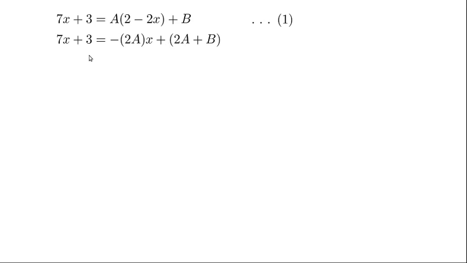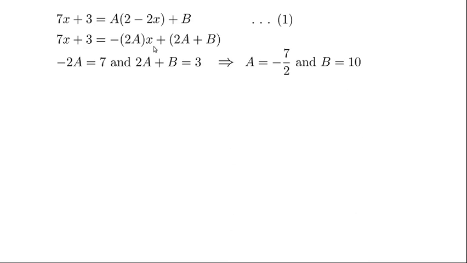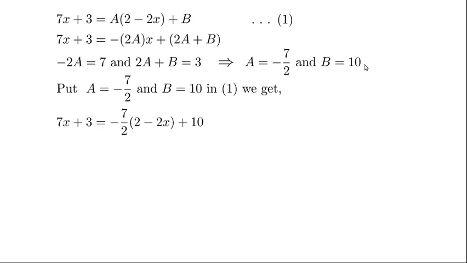Now compare the coefficients of like terms. So minus 2a equals 7 and 2a plus b equals 3. That gives you the value of a as minus 7 by 2. When you substitute minus 7 by 2 here, the 2 gets cancelled, it becomes minus 7, goes to the right hand side, becomes plus 10. So that gives you b equal to 10. Now substitute a equal to minus 7 by 2 and b equal to 10 in equation 1. So we get 7x plus 3 equal to minus 7 by 2 times 2 minus 2x plus 10.